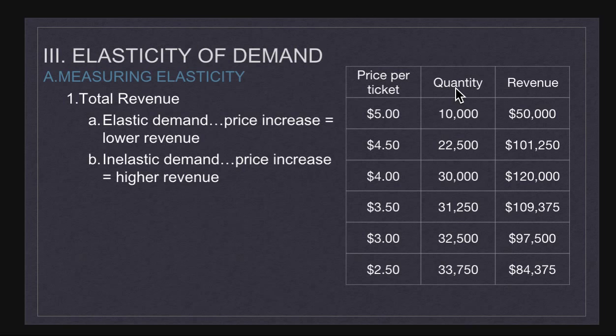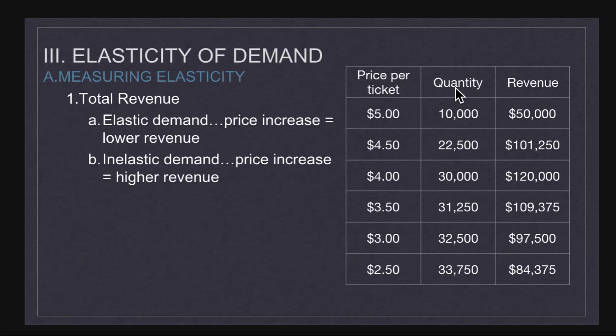Now, raise our price again to $3.50. Once again, quantity goes down, but revenue goes up. $4, quantity goes down, still following the law of demand, and revenue increases once again pretty significantly. Now, notice what happens at $4.50. Quantity still goes down, but now revenue has gone down. Now we have changed. Now we are looking at elastic demand.